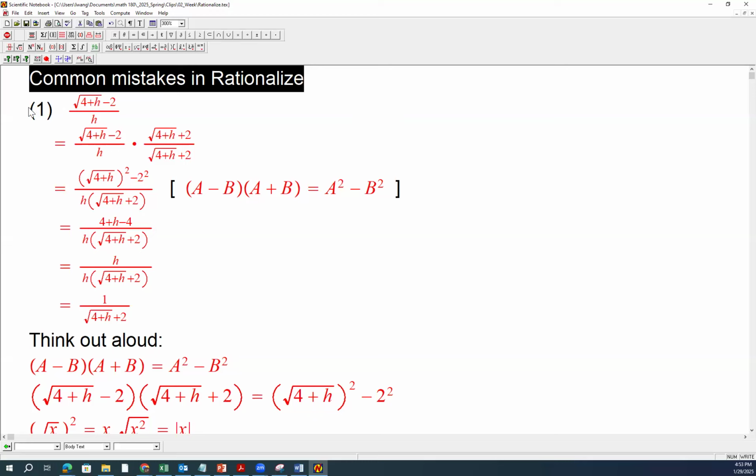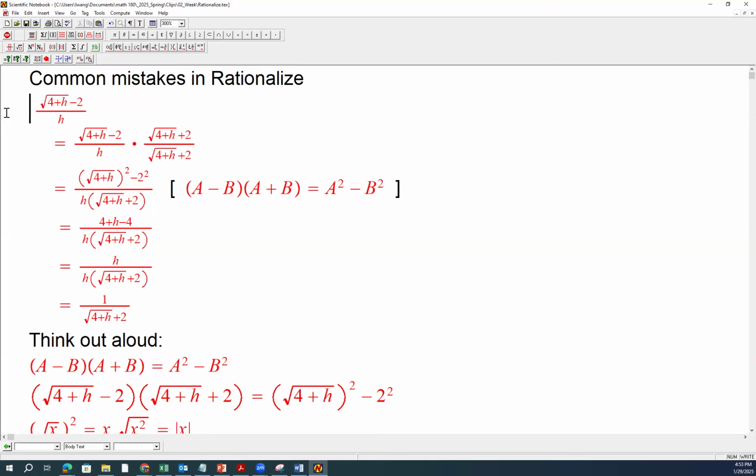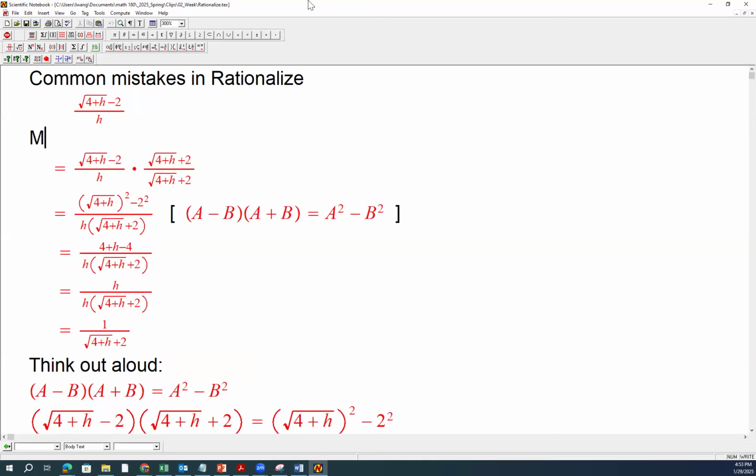Okay, so we're going to take the first example as our example to show you how the common mistakes come about. I'm going to use this example to illustrate the common mistake. Okay, mistake number one.